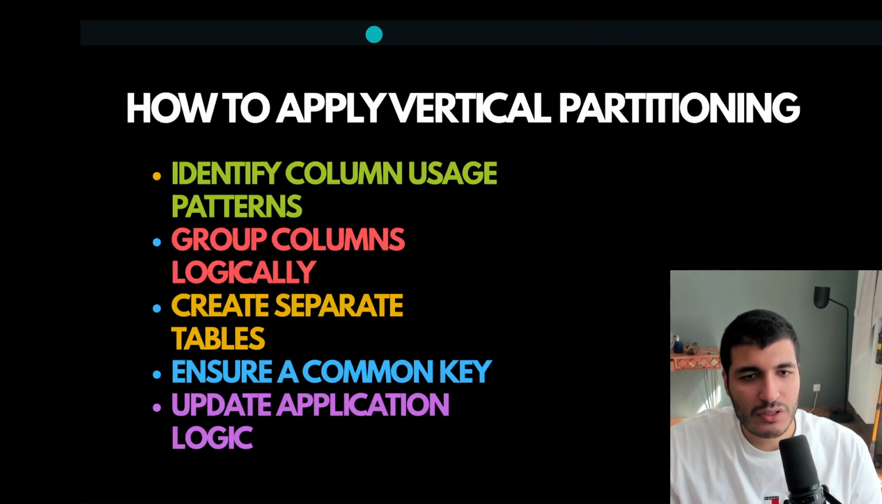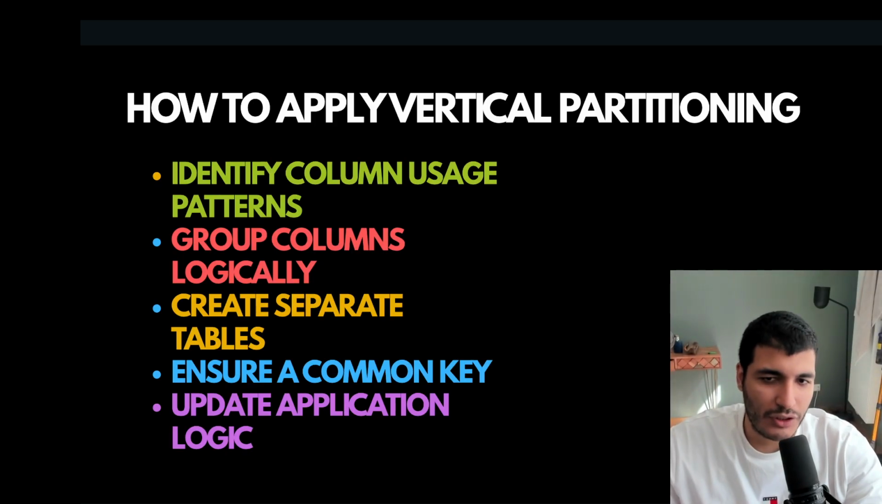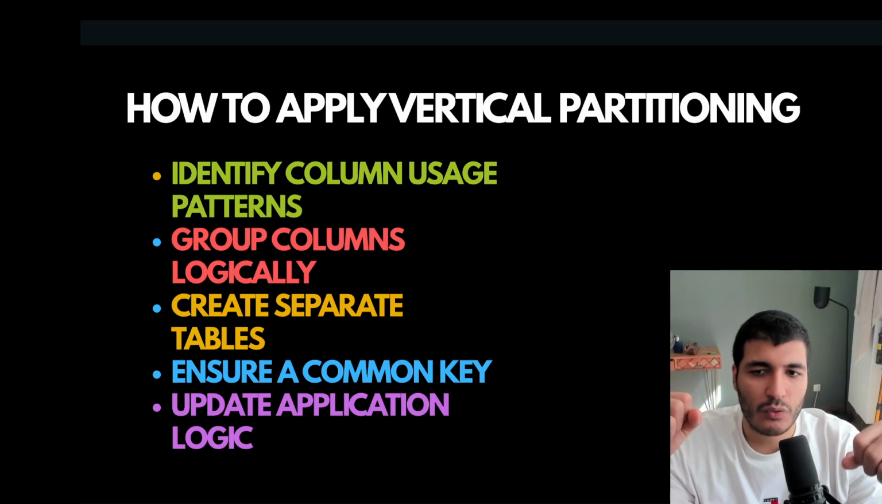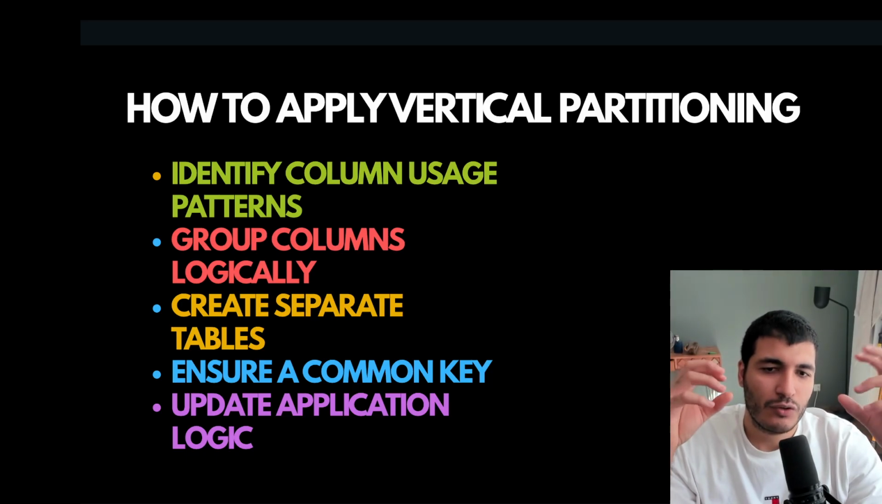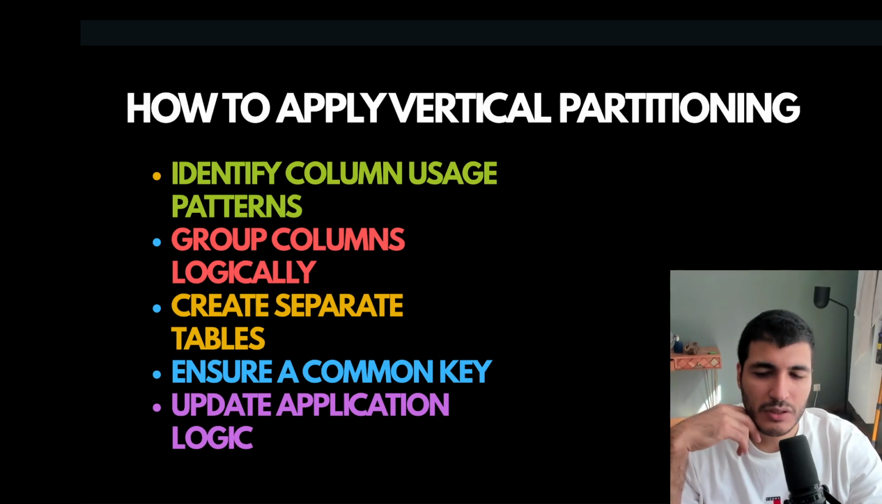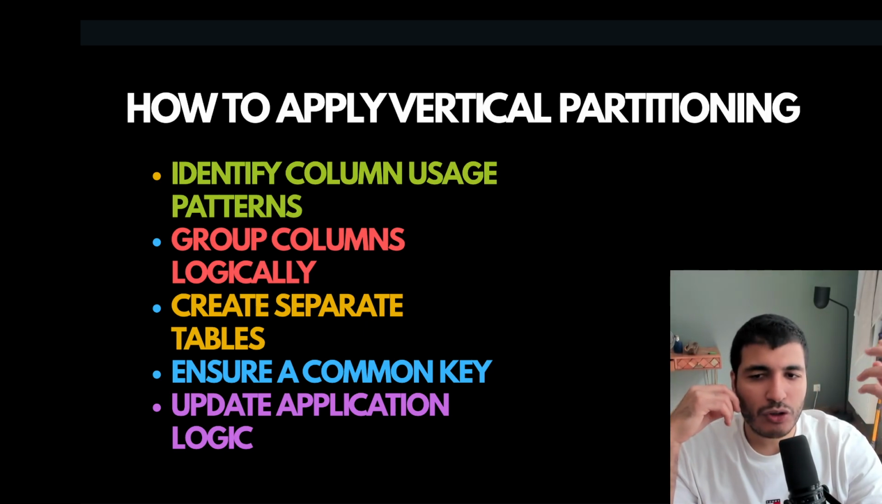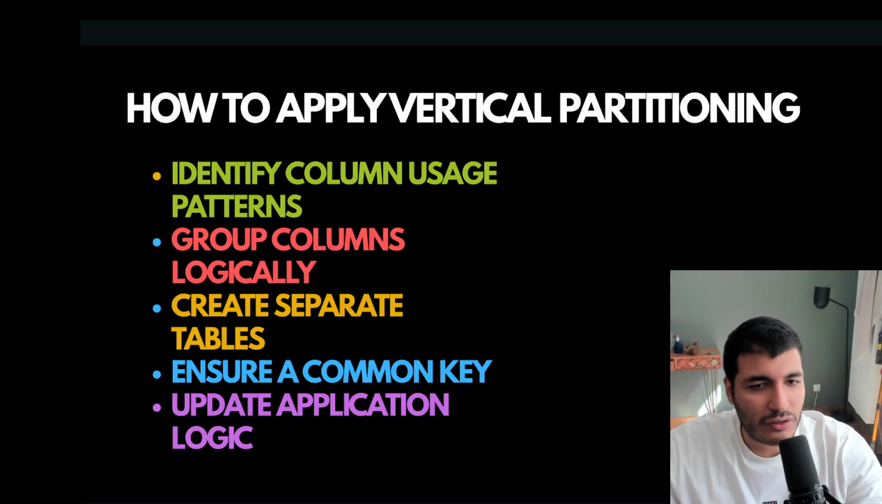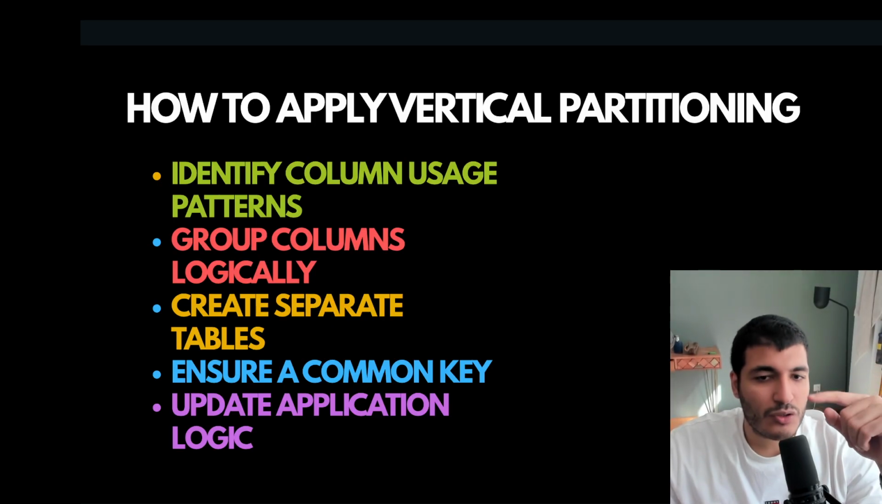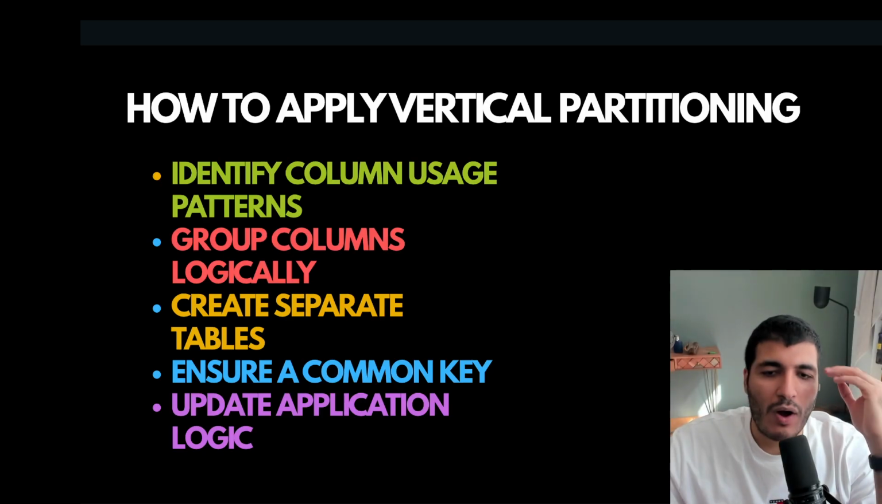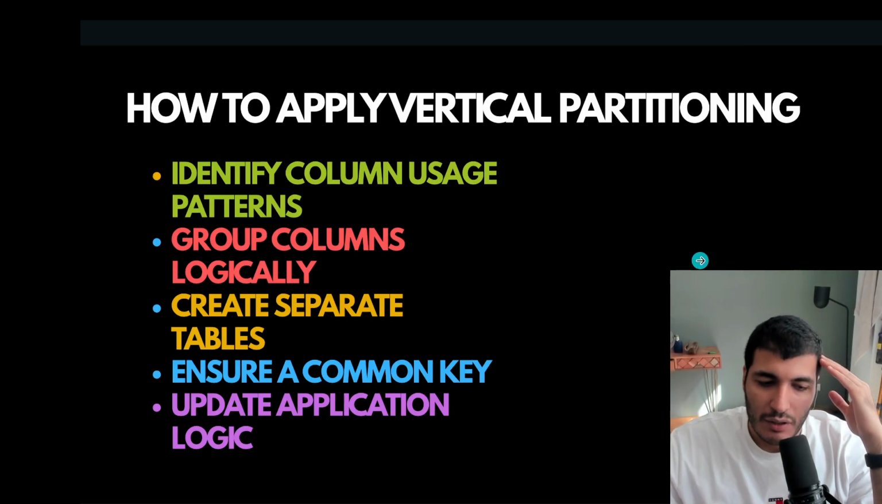Okay, I would say number 5, which is to update application logic. Finally, you will need to modify your application queries and data access layers to fetch data from the appropriate tables. I guess many modern ORMs, which are object relational mappers, or even database views, can help abstract these details, making the transition smoother and preventing widespread code changes.